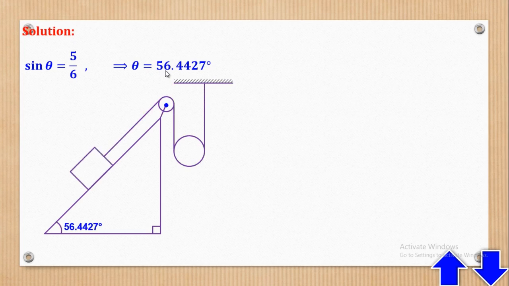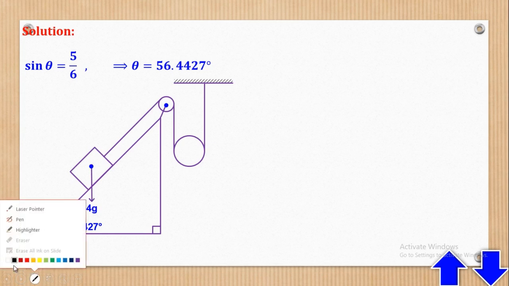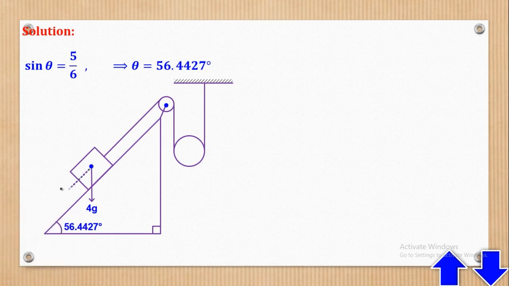Next is to show the forces. So we shall begin with this weight, which is 4g, acting vertically downwards. Then we resolve it parallel to the plane to give you 4g sine this angle. Then resolve perpendicular to the plane to give you 4g cos that angle. The normal reaction will be capital R. Tension here will be up the plane, here tension will be down the plane.